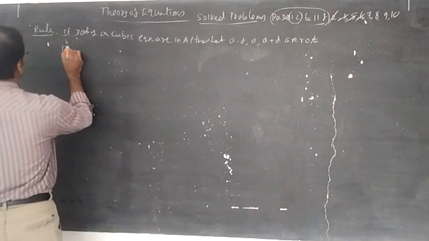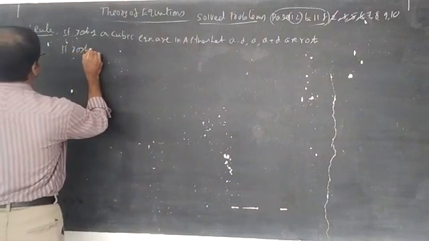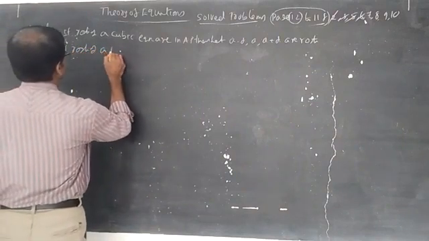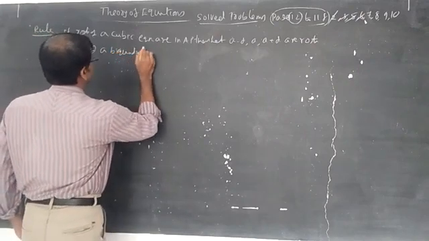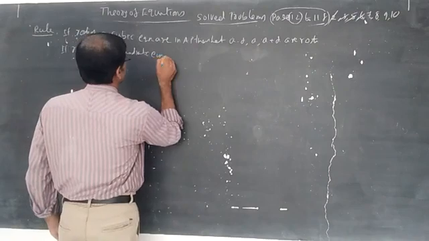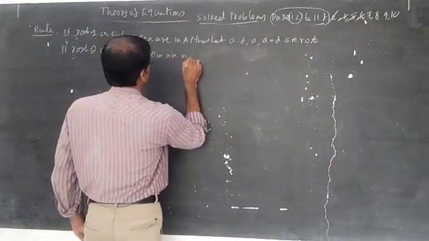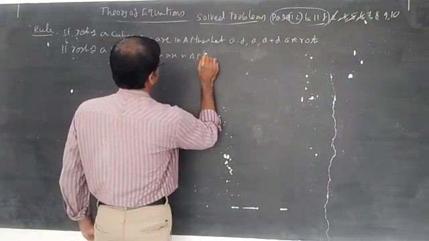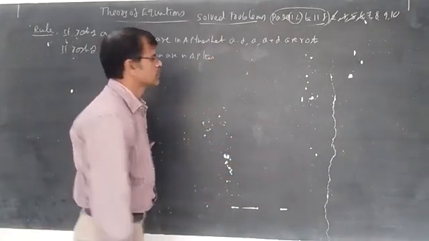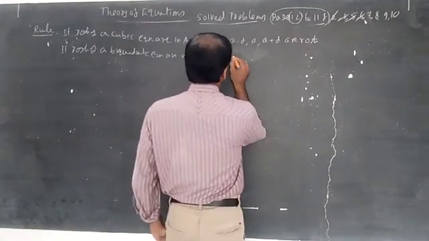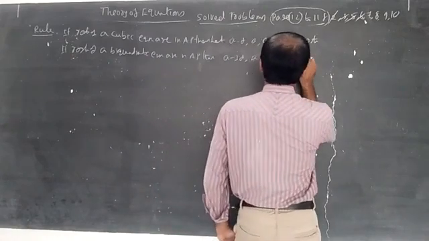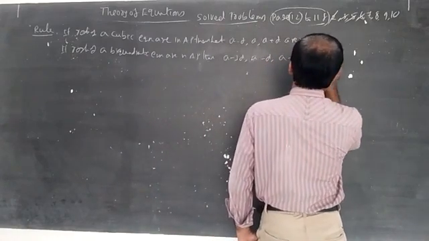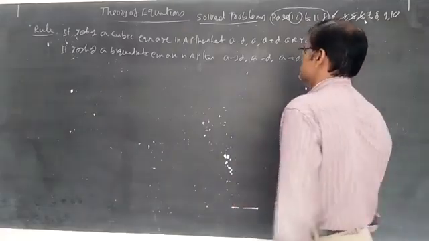If roots of a biquadratic equation are in AP, then a minus 3d, a minus d, a plus d, a plus 3d.